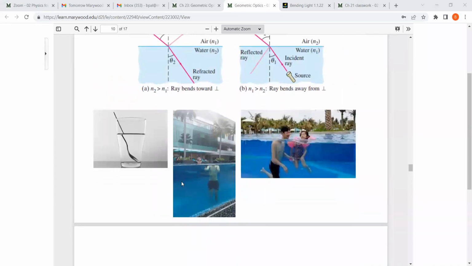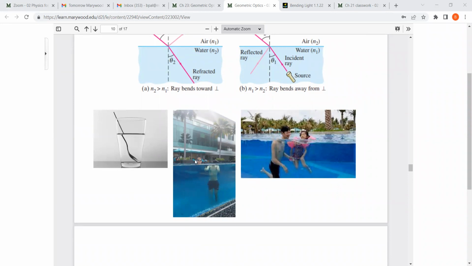Many of you are familiar with this kind of picture, I believe. You see that it looks broken. When you put a spoon in half-filled water, it looks like the spoon is broken. This is basically due to the refraction. This is a refraction illusion.